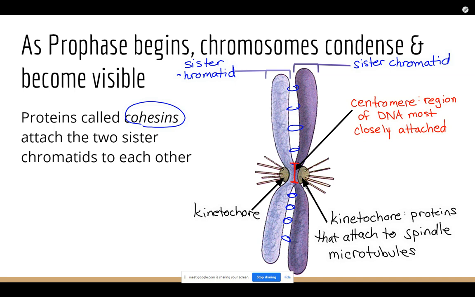Any questions about any of these structures? Okay, can I erase all this text? Yeah?